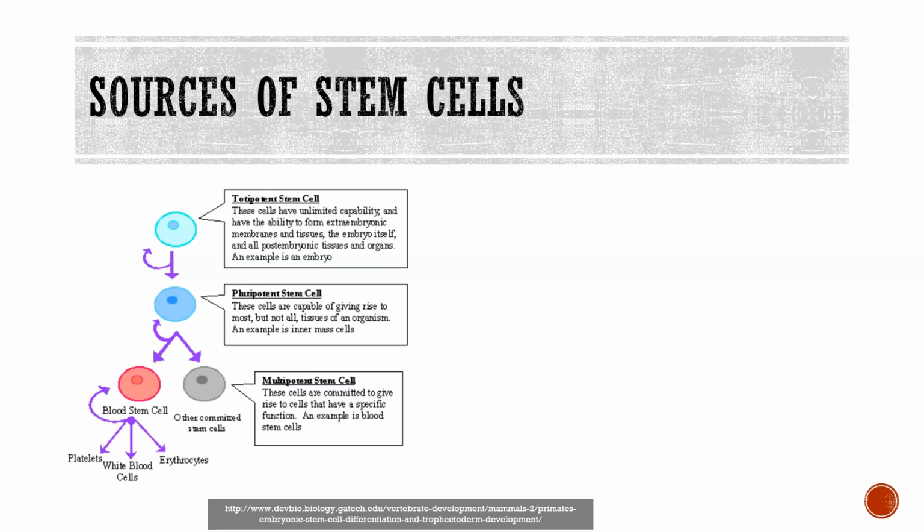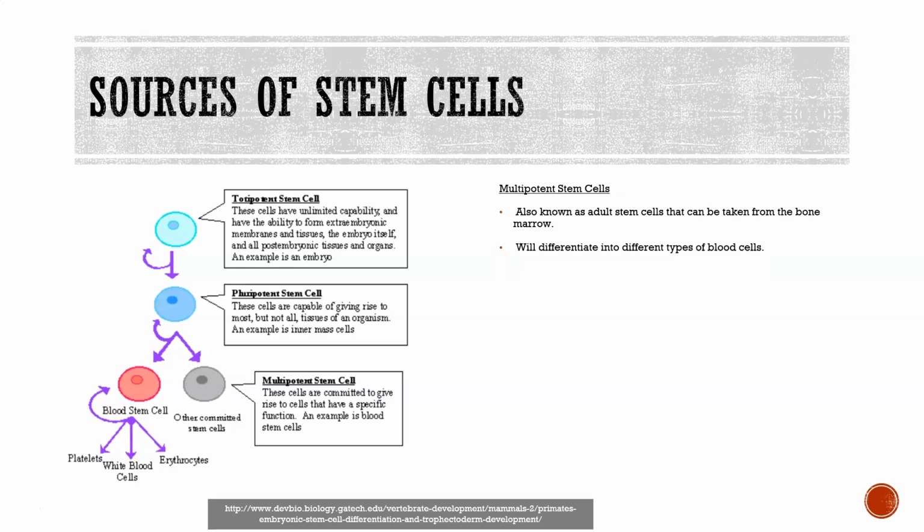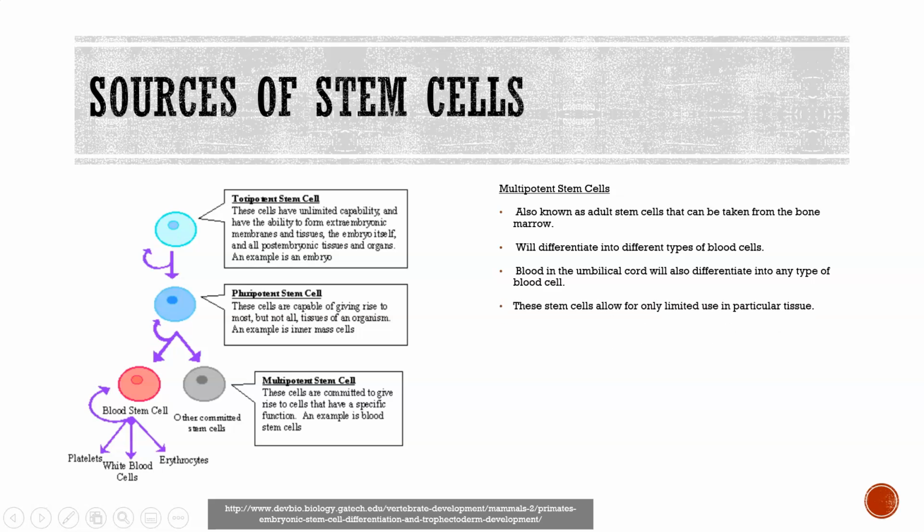Okay, so what are the sources of a stem cell? We've got our multipotent stem cells here. Now these guys are also known as your adult stem cells, and they can be taken from bone marrow. So you may have heard of people donating bone marrow for stem cells. These will differentiate into different types of blood cell. Blood in the umbilical cord will also differentiate into any type of blood cell. So our multipotent cells are these that will differentiate into our blood cells. These stem cells allow for limited use in particular tissues.